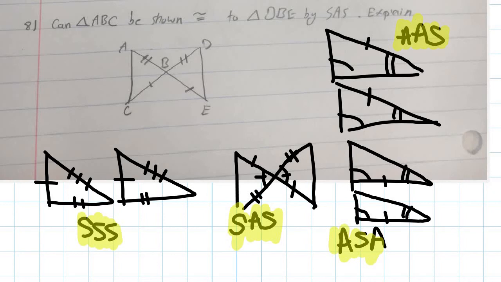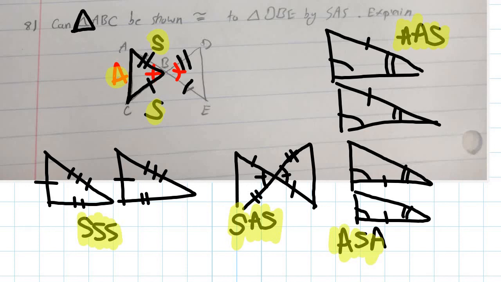In this case, we are given the fact that we have a pair of congruent sides, and here we have another pair of congruent sides, and then vertical angles are always congruent. So in this case, this shortcut is side, angle, side. So yes, triangle ABC is congruent to DBE by the shortcut side, angle, side.